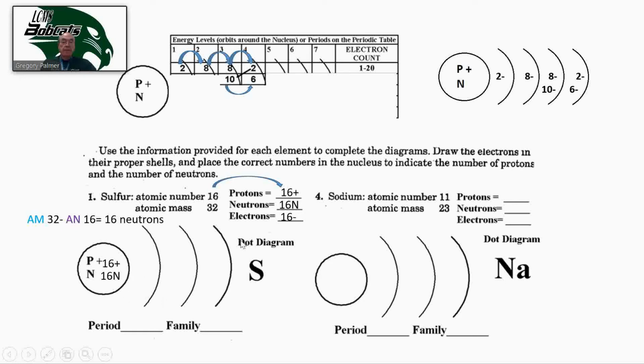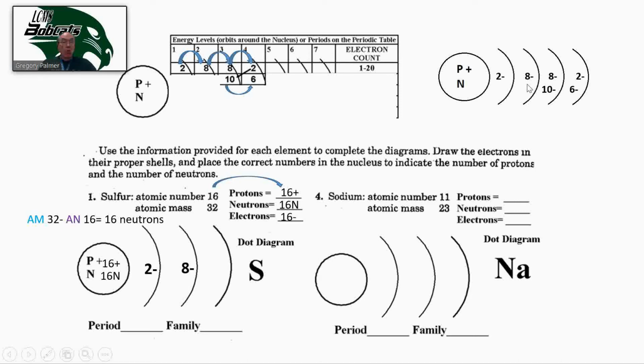We've got to put 16 electrons on this model for sulfur. We know that the first two can go on the first energy level, so we're going to add these two here. We need a total of 16, so we're not done yet.